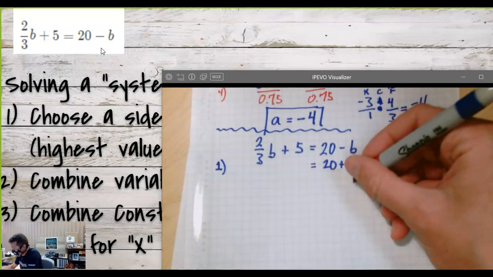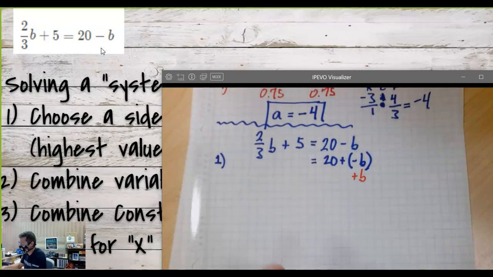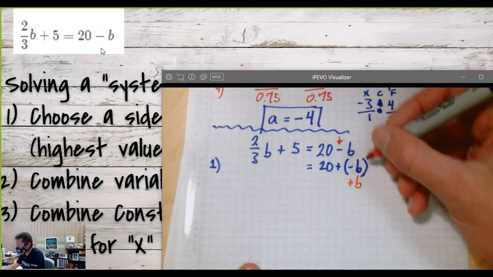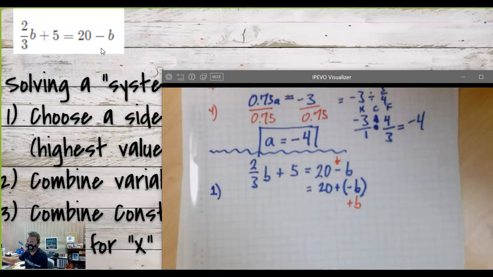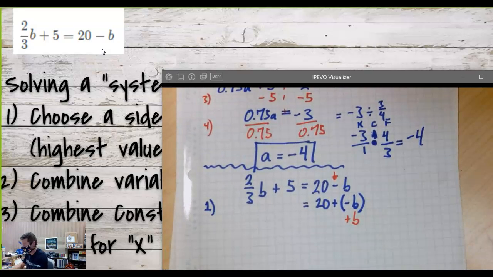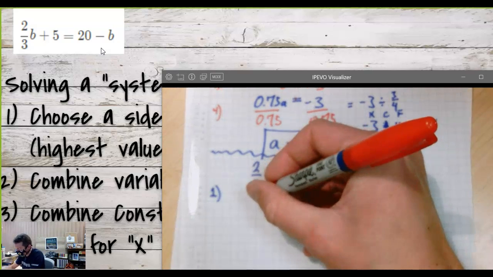So, Brittany, we're going to say we did that on purpose because that was a great teachable moment. I really do appreciate that you said that. Be careful of the minuses that are actually negatives. So if I add b over here, I got to add b over here.